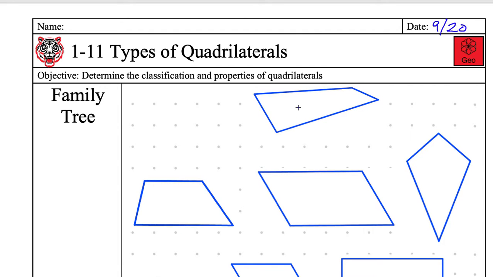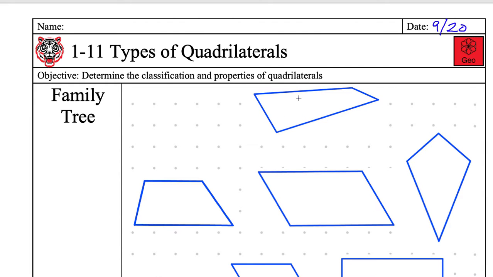If I have a quadrilateral, label this shape. Oh wait, hold on. Objective. Someone read the objective. Julian. Will determine the classification of properties of quadrilaterals. Exactly. Yep.